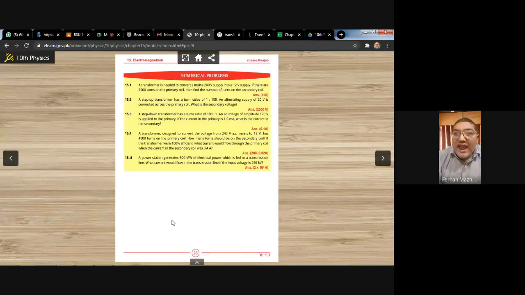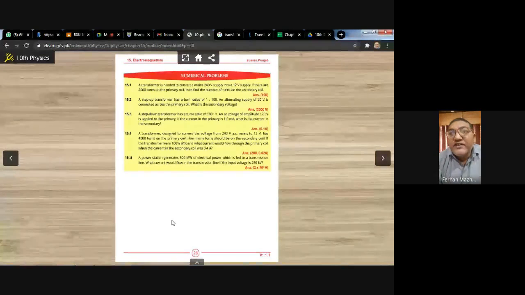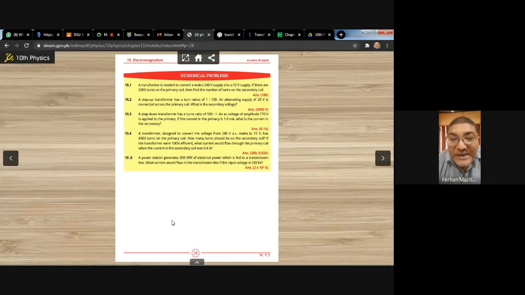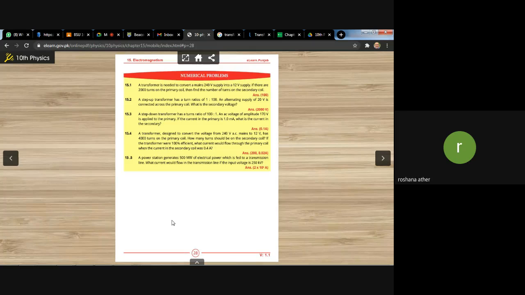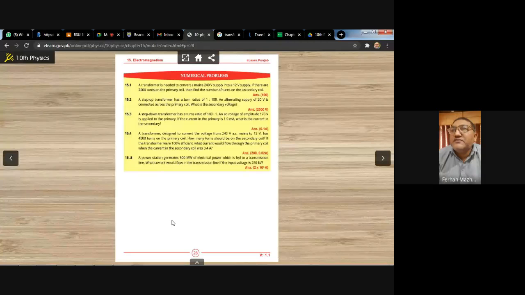Okay. An alternating supply of 20 volt is connected across the primary coil. So the VP, the voltage in the primary, is 20 volt. The question is, what will be the voltage in the secondary? VS is the question. So I hope this statement is clear to you. Yes, sir. Okay, so let's go to the solution.